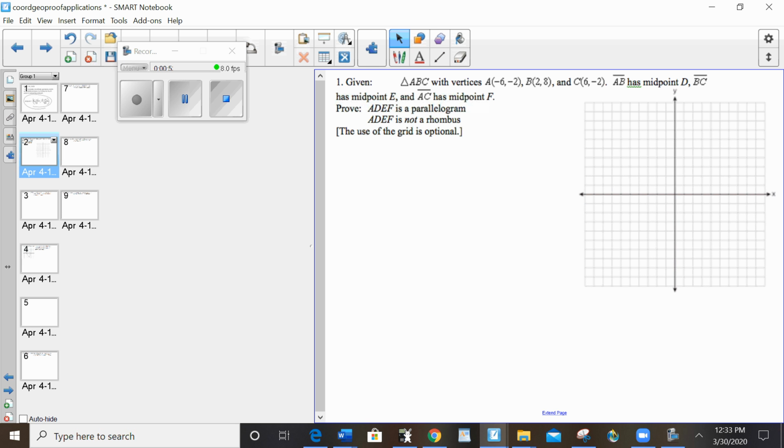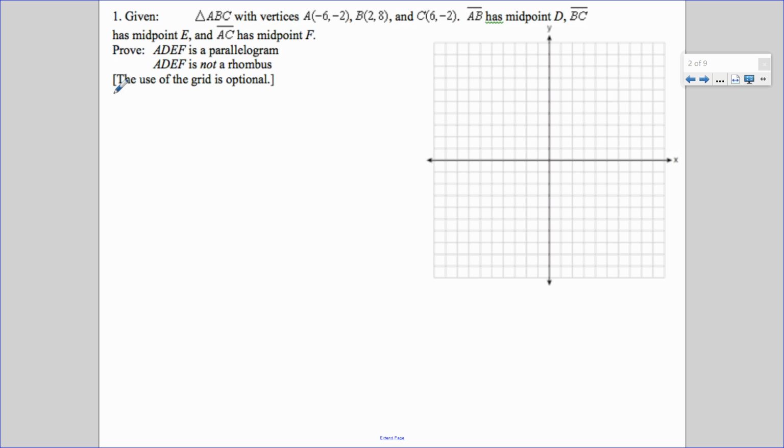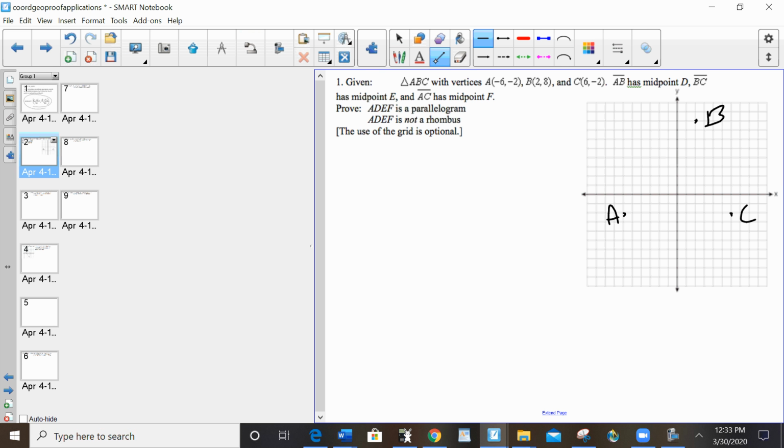I'm going to do my best to fit everything here, and it's going to be great. All right, let's get my pen. I got A, -6, -2, B, 2, 8, C is 6, -2. And it's a triangle, so let's connect those nice and neat, or as neat as I possibly can.